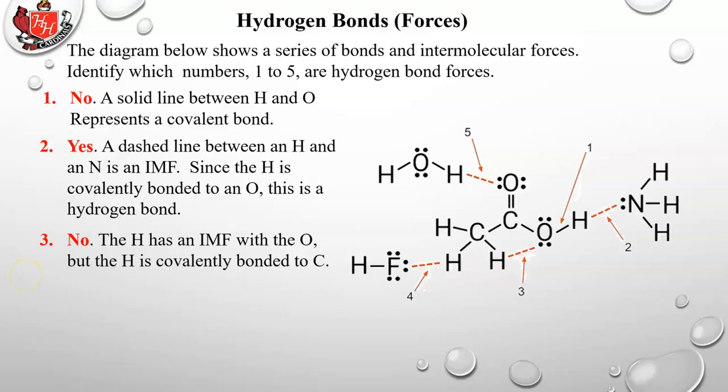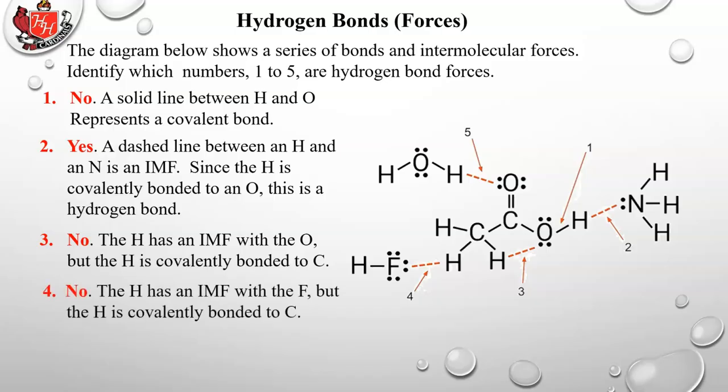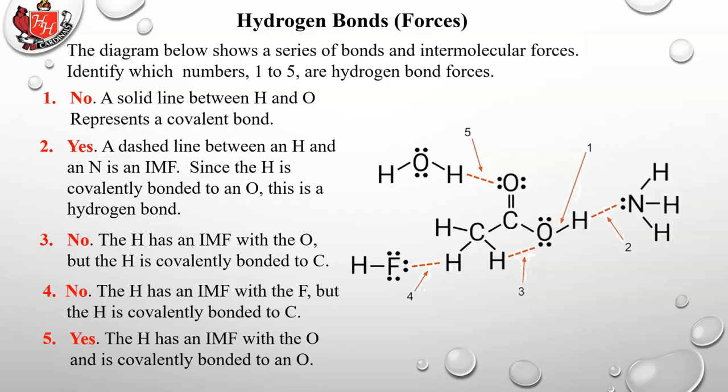Okay, how about 4? So you got again, the same situation. The hydrogen is intermolecularly attracted to the fluorine, but it's covalently bonded to a carbon. That's illegal. It can't be a carbon. Okay, so no. The hydrogen has an IMF with the fluorine, but the hydrogen is covalently bonded to carbon. Finally, number 5. There you have hydrogen that's covalently bonded to an oxygen, and it's attracted to the lone pair of another oxygen, so that's legal. That would be an intermolecular force.